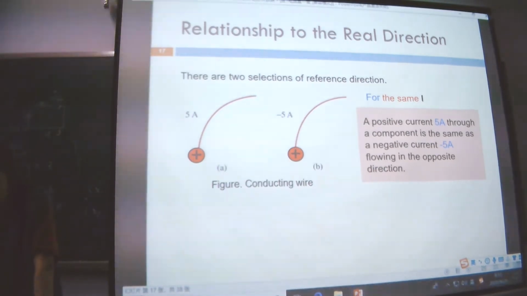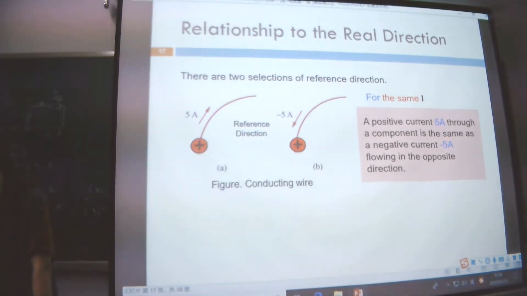Okay, look at this figure. There are two selections of reference direction. For A and B, this one is a conducting line. We have positive charges moving from down to up, from high potential to low, from plus to minus. The reference direction is chosen as either: the left one is up, and the right one is down.